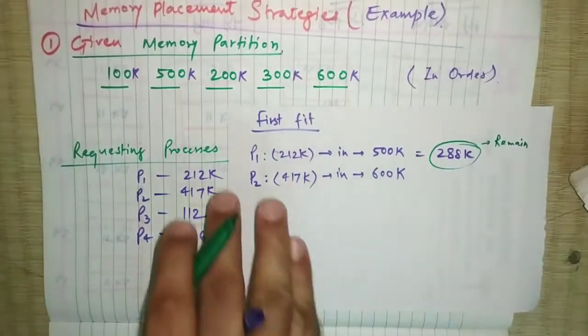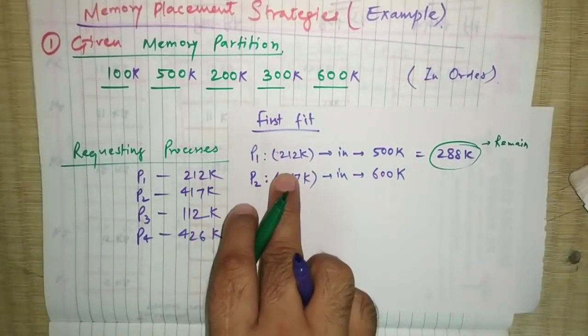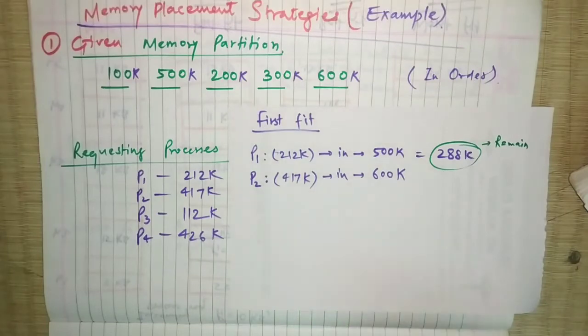Understanding or not? P1 has taken only 212k out of 500, so 288k was remaining. Okay, so we have written over here just for an understanding purpose, and we'll move ahead.